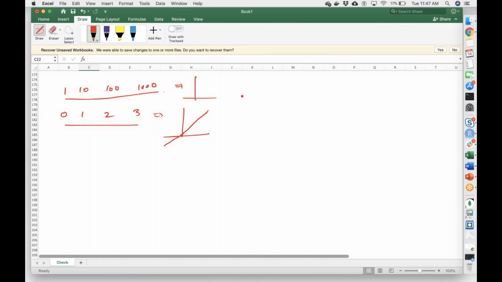This is 1, 2, 3, and this is your 1, this is, let's say, 10. So you're going to get something like this. Just that whole thing you're able to transform like this.